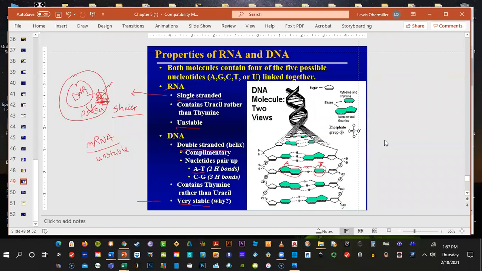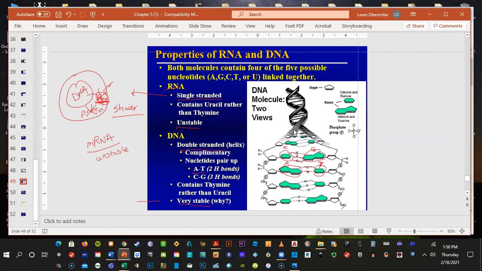And then for this one, these have three hydrogen bonds. So I know one of these is a G and one of these is C. So which one is G and which one is C? What's this one? G. Yes, because G's double ring. And this one would be C because it's single ring. Any questions about that?